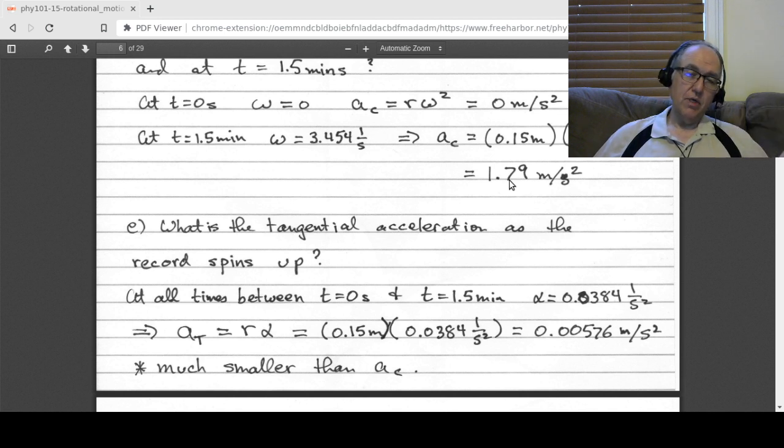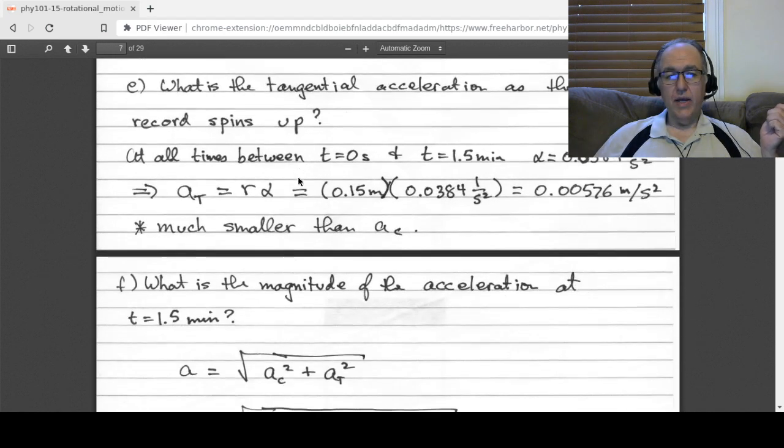What can you compare that to? You can compare that to the acceleration due to gravity, 9.8. So 1.8 compared to 9.8 meters per second squared. So this is a sizable acceleration. It's definitely something that you would feel if you were small enough to be on this record. You'd be feeling roughly 1/5 of your weight, just due to the centripetal acceleration. But this number is tiny.